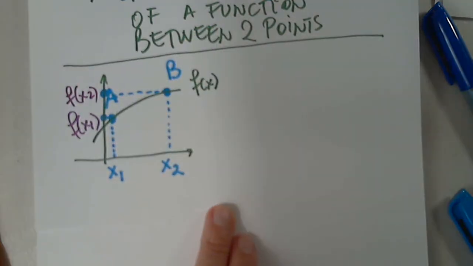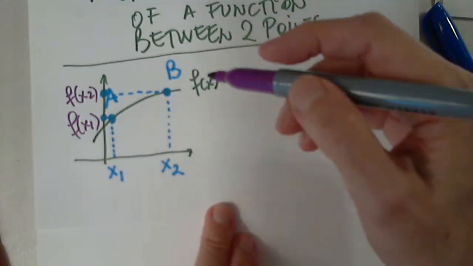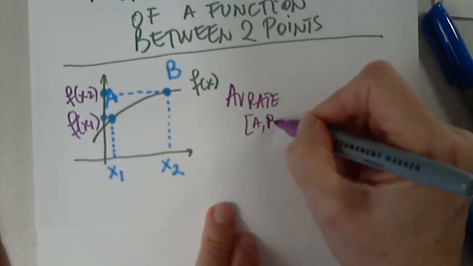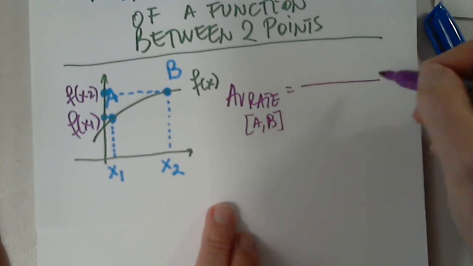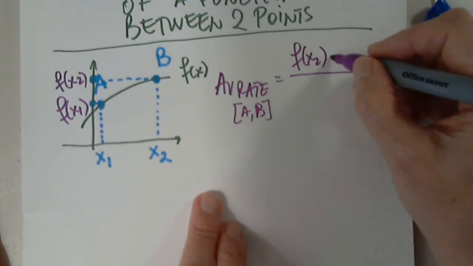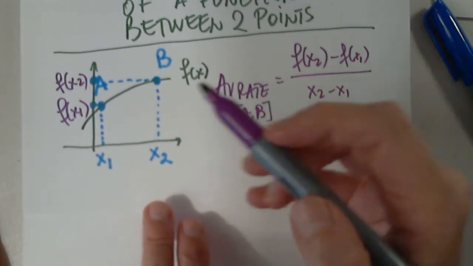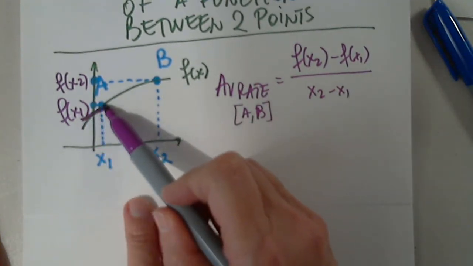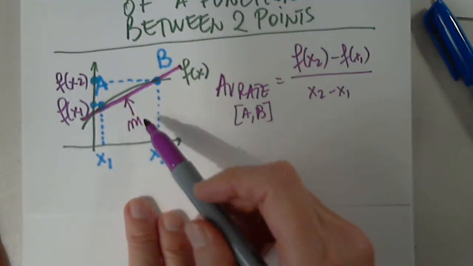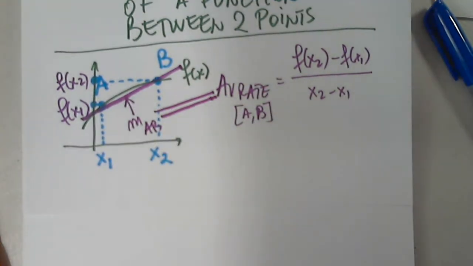f of x2. Perfect. So how do I determine the average rate of change of the function between these 2 points a and b? The average rate of change between a and b is a ratio of rise over run. So if I draw this line between these 2 points, it's the slope of this line. The slope of this line, AB, or the average rate of change, they are the same.